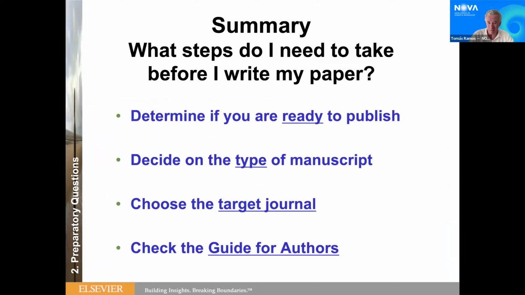we write a paper? So you should determine if you are ready to publish, if you have enough material, if you have enough data, new data, and so on. Decide on the type of manuscript: conference paper, full paper, review paper, and others. Choose the best journal, and, really fundamental, check the guide for authors of that selected journal.